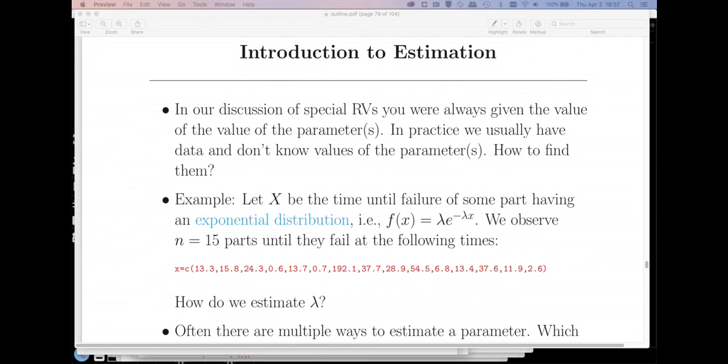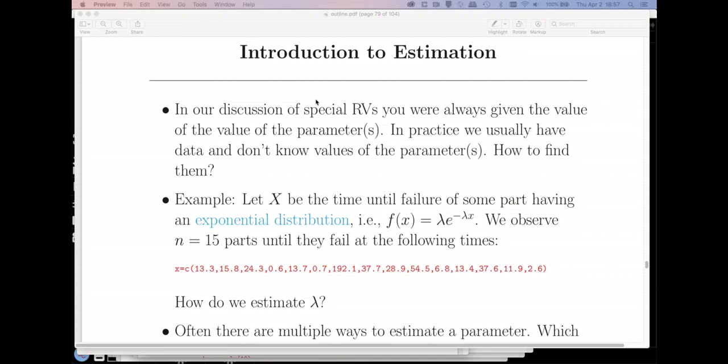So we just did a review of random variables, and in every problem we did in chapter 3, chapter 4, the problem started out with something like, assume you have an exponential distribution with a certain lambda. So the problem just gave us the lambda, gave us the parameter. But in real life, that's not the way things work.